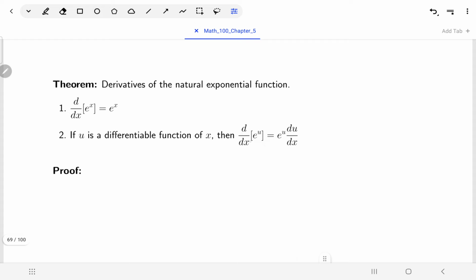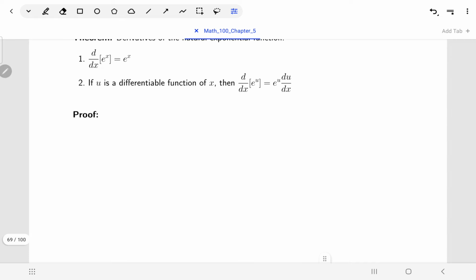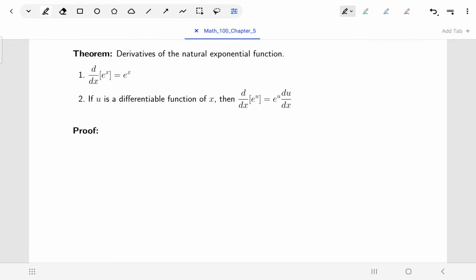The second little statement here is basically just a chain rule application. If we had, instead of e to the x, e to some function of x. The proof of that is pretty quick. I'll do the proof of the first one, though, and I'm going to actually do it twice because there are two nice ways to show this. One way uses the previous theorem that we had in 5.3, the derivative of an inverse function.